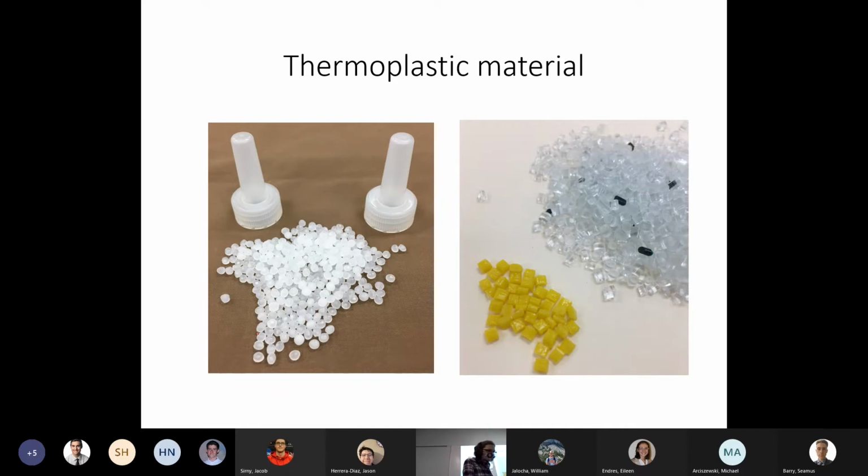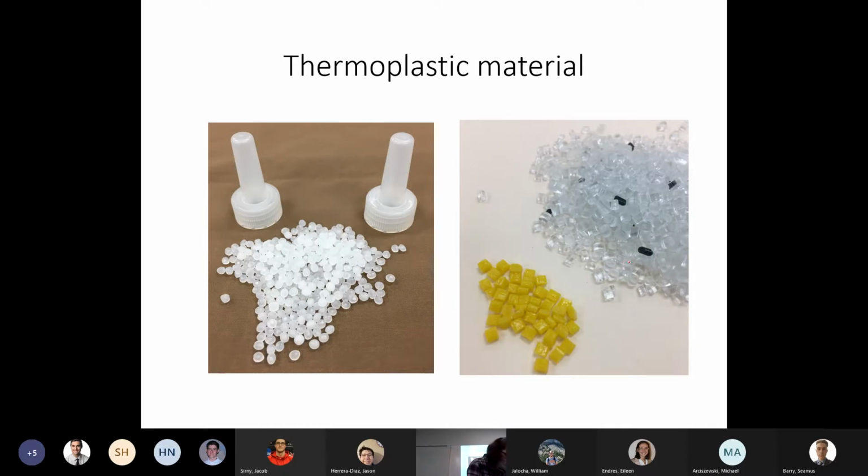And so what we're doing when we're processing it is heating this up, which allows all of these molecules to flow and form the shape, and then the van der Waals bonds get stronger.